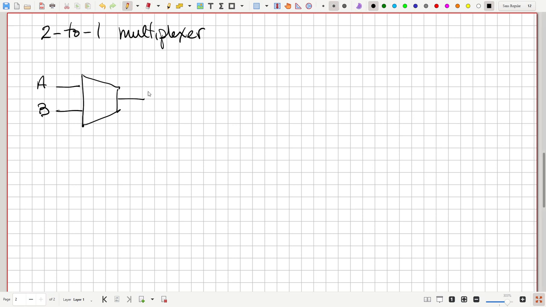Now, how many selection signals do we need here? Well, we've only got two possibilities. Y is equal to A, or Y is equal to B. So, two possibilities that can be handled with a single selection signal. S equal to 0, for example, might give you Y equal to A, and S equal to 1 might give you Y equal to B.